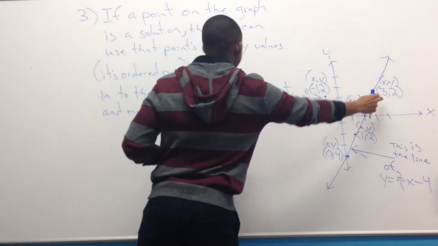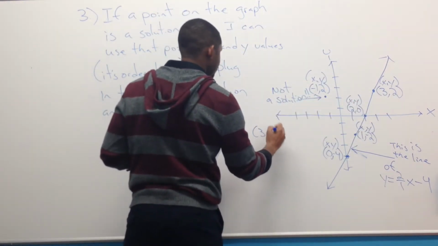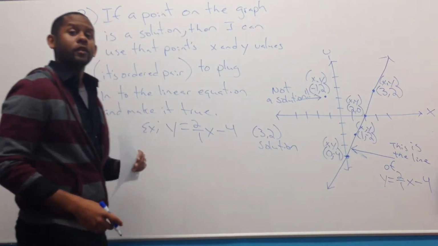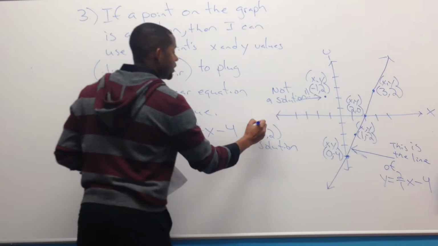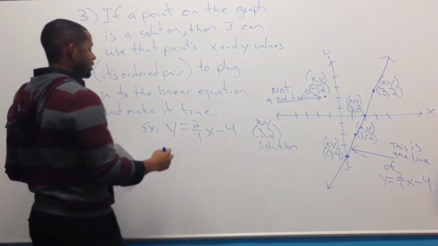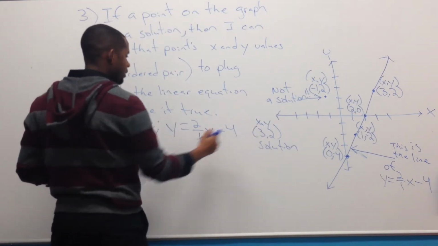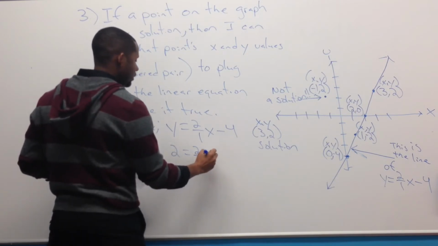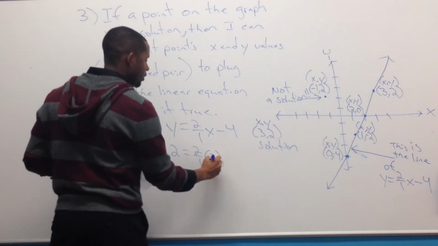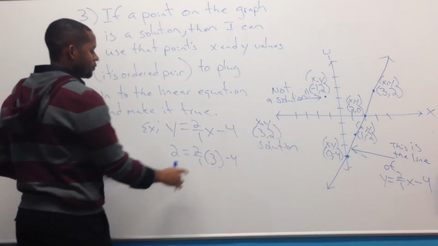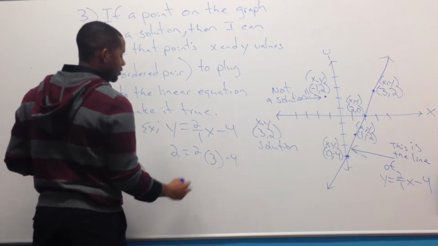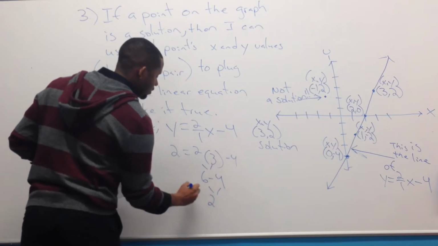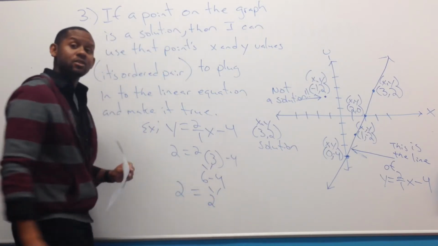And we think that 3, 2 is a solution, right? So I should be able to plug 3, 2 into this equation, and it should work. So in place of y, I'm going to put a 2. I have 2 over 1. In place of x, I'm going to put a 3 minus 4. Remember, 2 over 1 just means 2. So 2 times 3 is 6. 6 minus 4 is 2. And 2 is equal to 2.